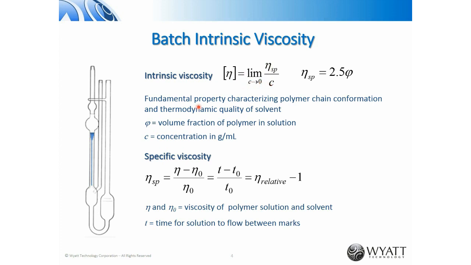And this is a fundamental property that really characterizes the structure of polymers, the chain conformation, and the interaction with the solvent, or the thermodynamic quality of the solvent. The specific viscosity is also directly related to the volume fraction of the polymer in solution. So if we can measure the mass by light scattering or other methods, then we can get from this the hydrodynamic radius.